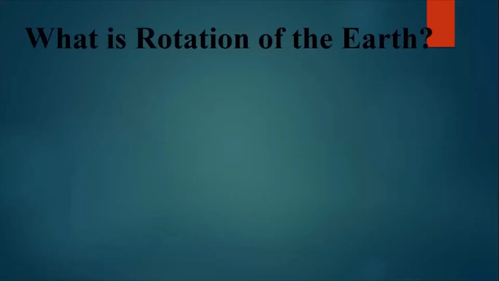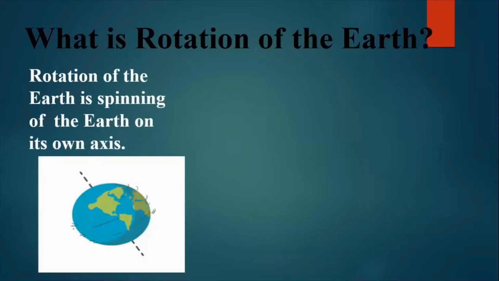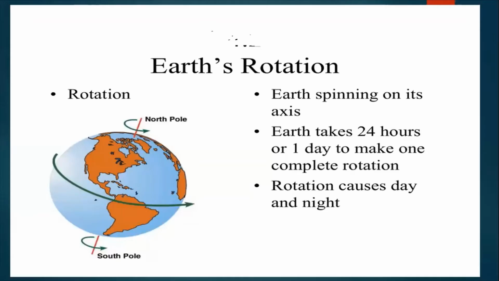Then what is rotation of the earth? Rotation of the earth is a spinning of the earth on its own axis. Children, do you know that the rotation of the earth takes 24 hours or 1 day and it causes day and night? We will also learn today how rotation is causing day and night.